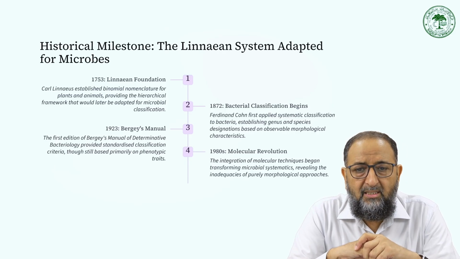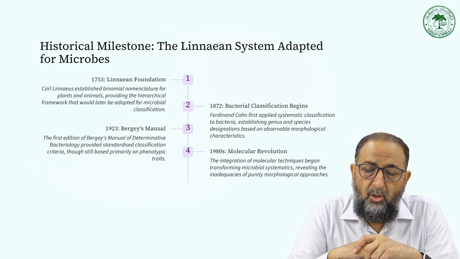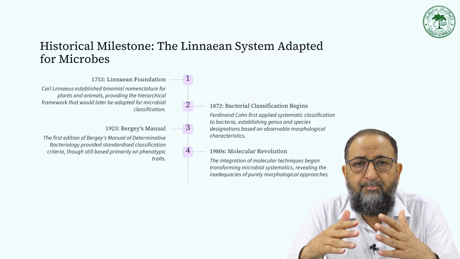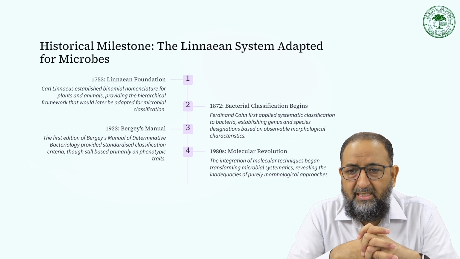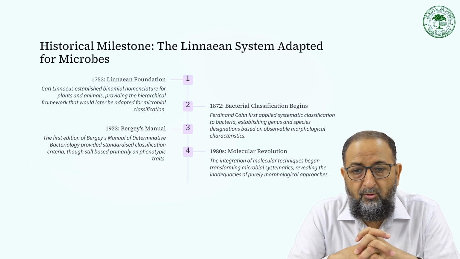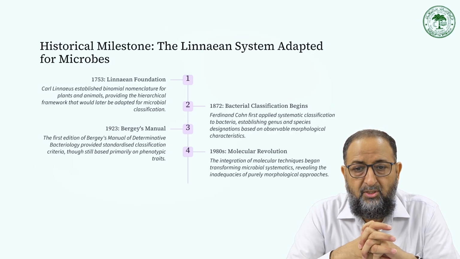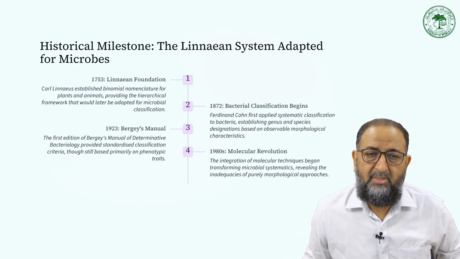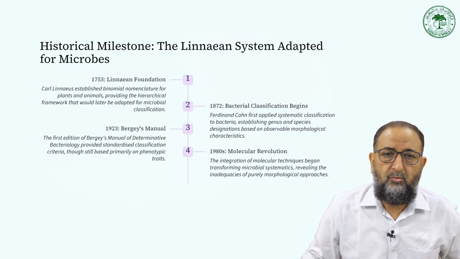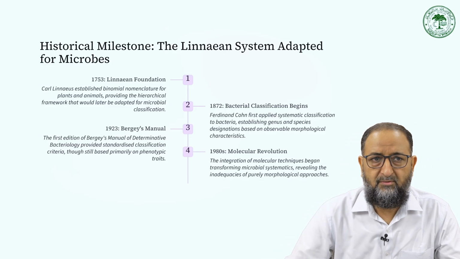In the 1980s, a molecular revolution came, and with it even species beyond a species can be identified. The integration of molecular techniques began transforming microbial systematics, revealing the inadequacies of purely morphological approaches. And these morphological approaches basically help us understand the basic criteria for this.